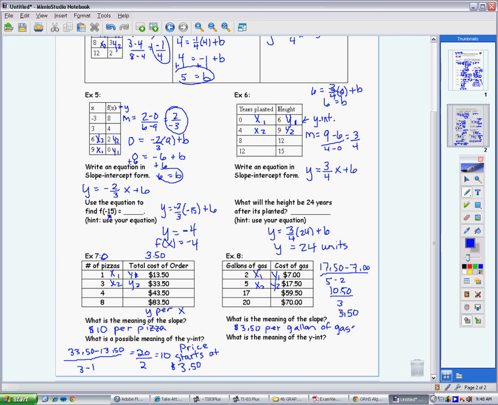Alright, so what is the meaning of the y-intercept? Well, I don't see the y-intercept up here, but I know I'm going back $3.50 in gas. So if I go back to 1 gallon, I'm paying $3.50. And if I go back to 0, well, I take $3.50 away and I'm starting at 0. So I start off with 0 cost for 0 gas. So I have 0 money for 0 gas. I'm starting off with 0 money.